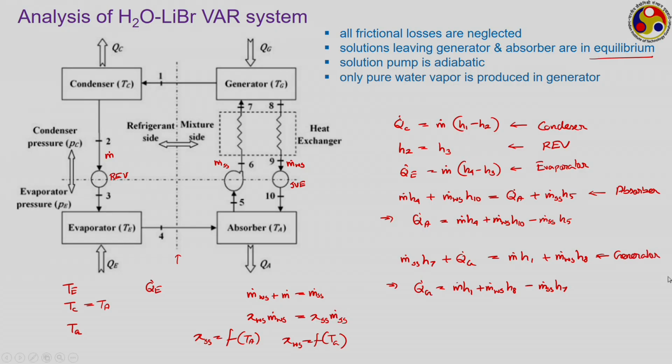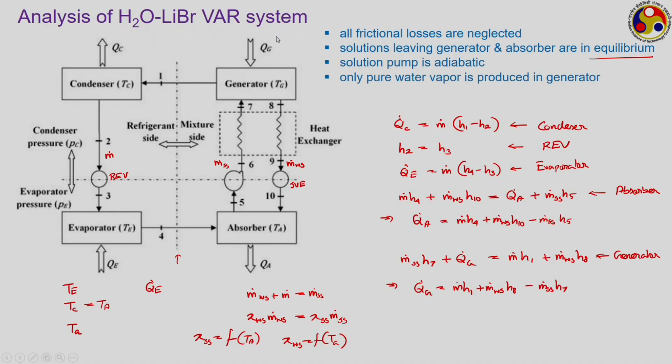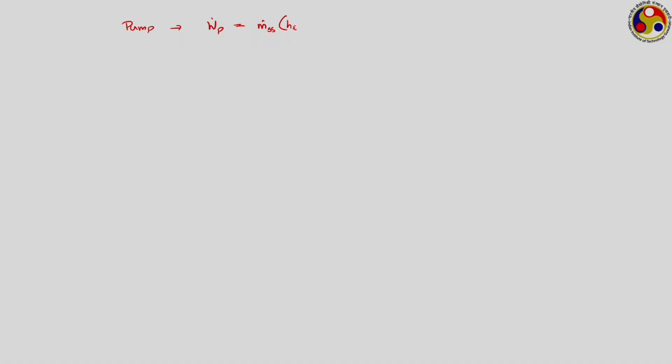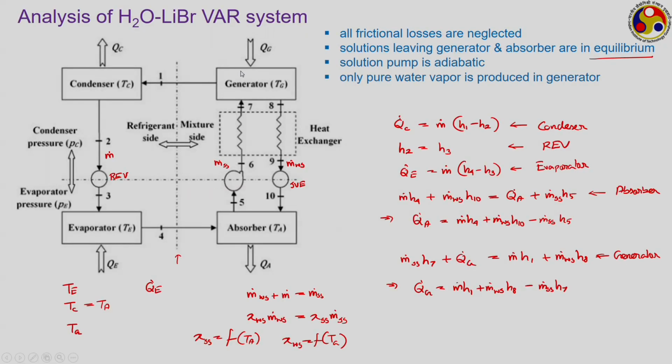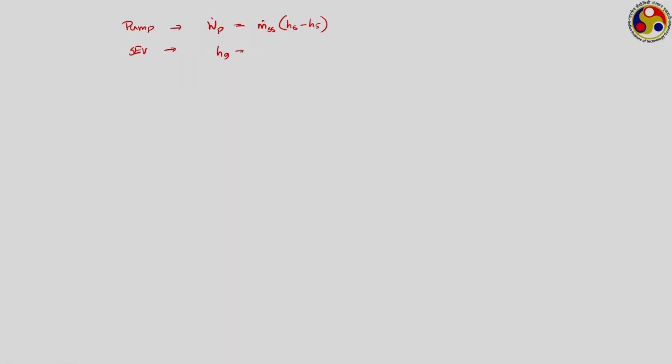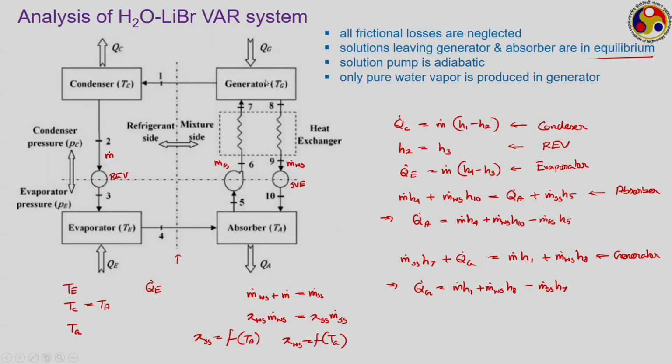Also, we have the pump. So, across the solution pump, the total pump work that you are giving as input is equal to m dot strong solution into, look at the state points, 6 and 5, so it is into H6 minus H5. The solution side expansion valve is again an isenthalpic valve because we are assuming it to be adiabatic. So, H9 is equal to H10, and finally, we have the heat exchanger. The amount of energy exchanged across the heat exchanger has to be equal if it is an ideal heat exchanger.